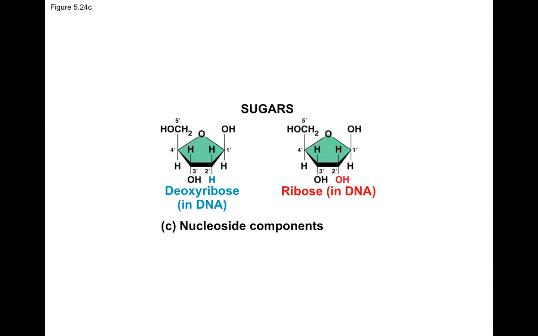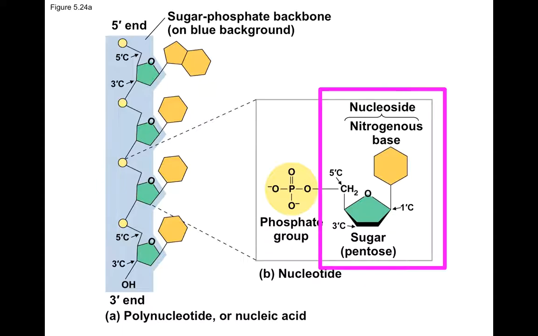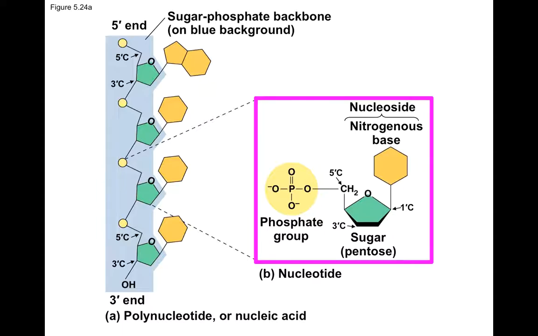The pentose sugar is different between the two types of nucleic acids. DNA uses the sugar deoxyribose, while RNA uses ribose. So the nucleic acid is actually named for the sugar that it contains, and not that you need to memorize the structures. Note that the difference between the two sugars is at the second carbon. So in joining the base to the sugar, we have a nucleoside. All that's left to do is add the phosphate group, which is added to the 5' carbon of the sugar, and there you have your nucleotide or nucleoside monophosphate.